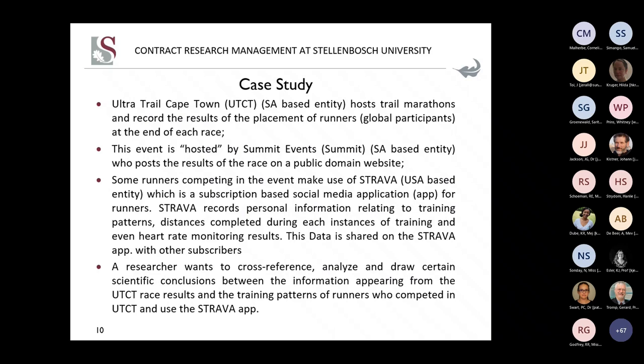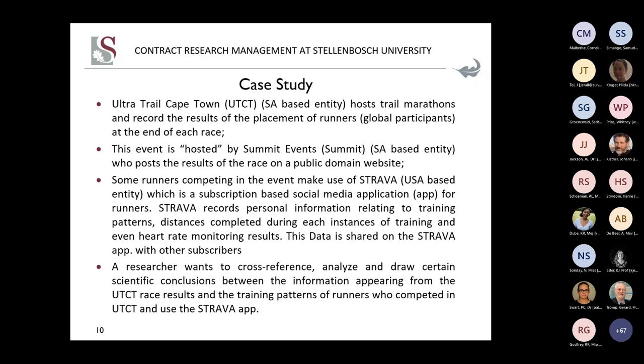Now that we've defined the life cycle and we've identified all the manners and tools in which we utilize for purposes of identifying the nature of the data, you come across a case study where, for example, the Ultra Trail Cape Town, UTCT, hosts a trail marathon, and they record the results and the placements of runners at the end of each race. You can note that there might be local participants and also global participants that partake in this marathon. The event is hosted by Summit Events, which is a South African-based entity. And Summit Events, in turn, post the results of the race on a public domain website.